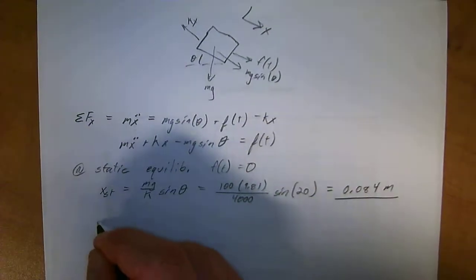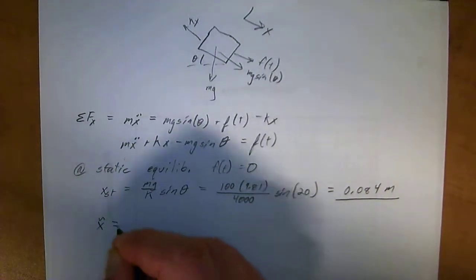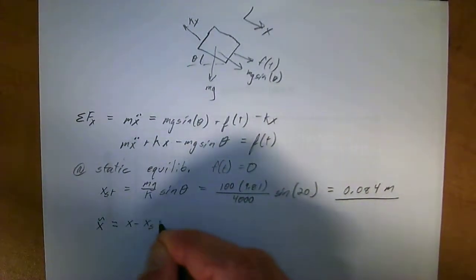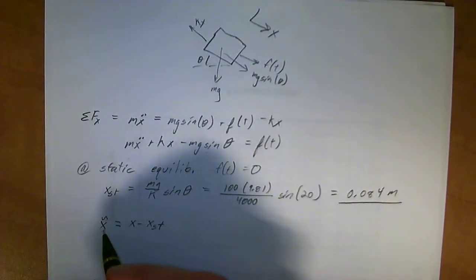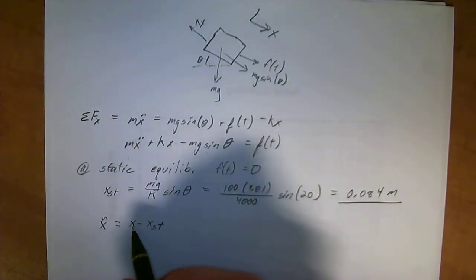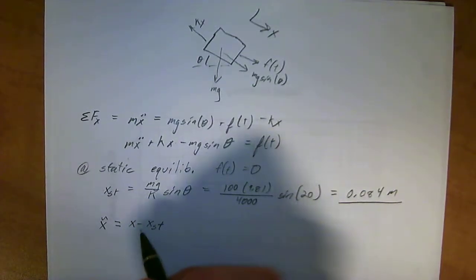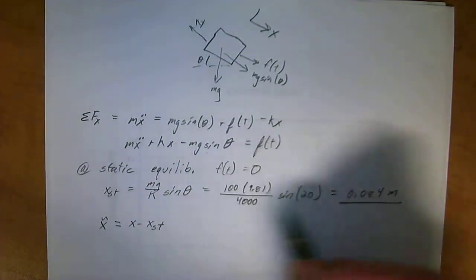Now we're going to define x tilde, which is equal to x minus x static. Now x tilde, as you can see from this equation, is a standard response of the system, x naught basically, minus the initial x static position.